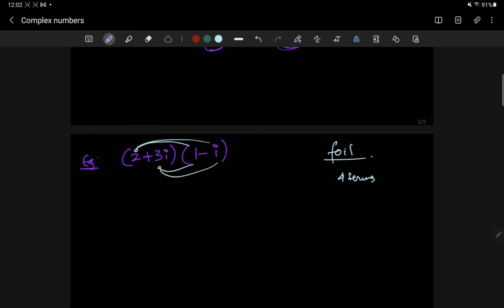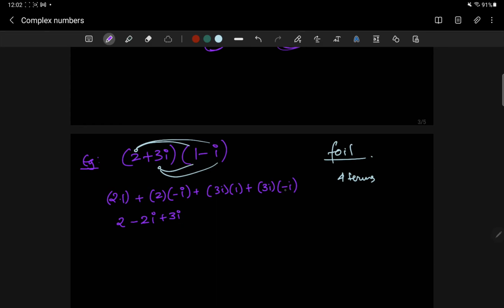And the 4 terms that you end up with are 2 times 1 plus 2 times negative i plus 3i times 1 plus 3i times negative i. Okay, every term has to multiply with every other term. Now the first one, this is a real number times a real number. We know how to do that. That is 2. The second one is a real number times i. So this is just negative 2i. The third one is also 3i times 1. So this is just 3i.